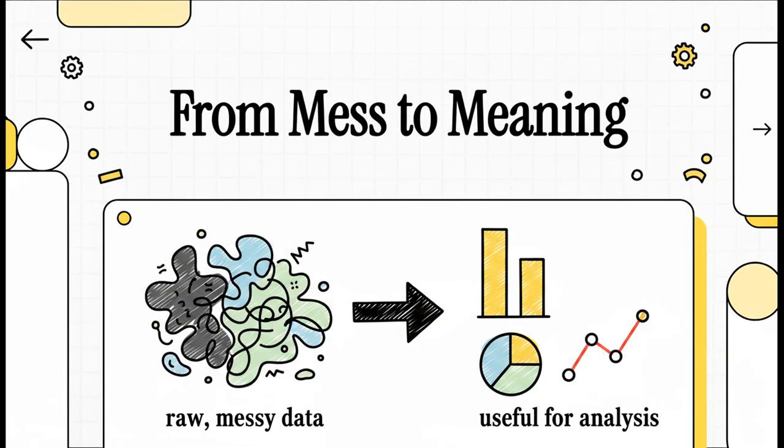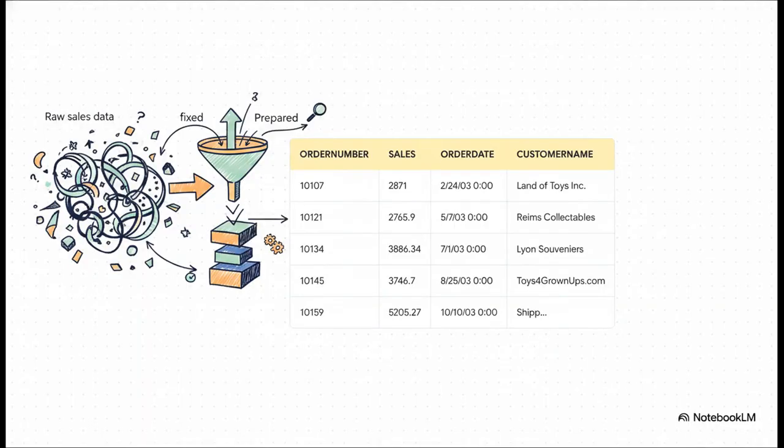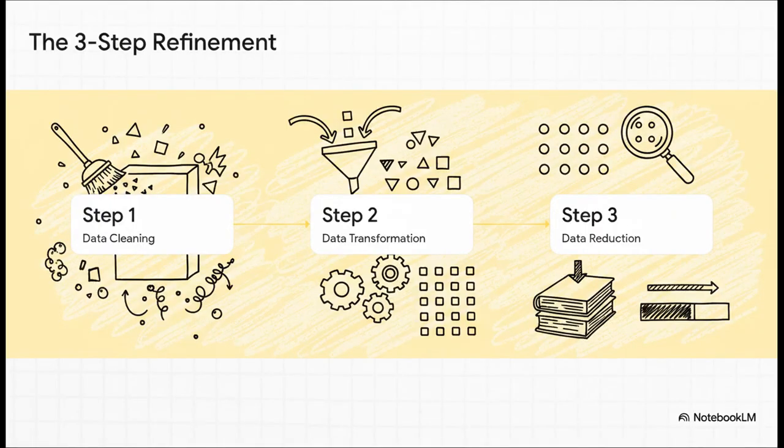Ever get a messy dataset and wonder what to do? Let's turn that raw data into real insights. So here's our raw sales data. It's got potential, but it's a bit of a mess. Let's fix it. We'll tackle this in 3 key steps: cleaning, transforming, and reducing.